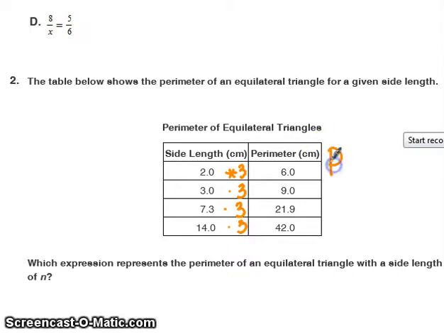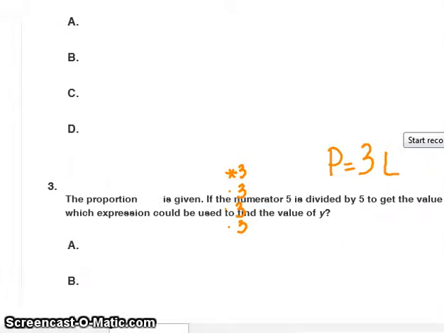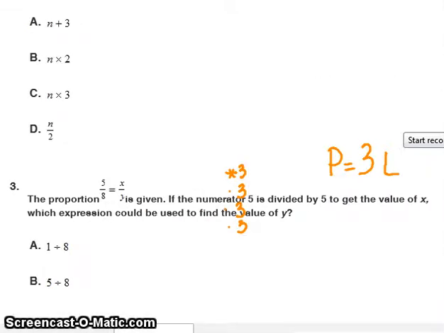So our perimeter is equal to whatever our side length is. Let's say L for length. Perimeter P is equal to whatever our side length is times 3. So let's look and see which choice gives us that. Well, we're definitely not adding 3, so that's not it. We're not multiplying by 2, so that's not it. We are multiplying by 3, yes. We are not dividing by 2.